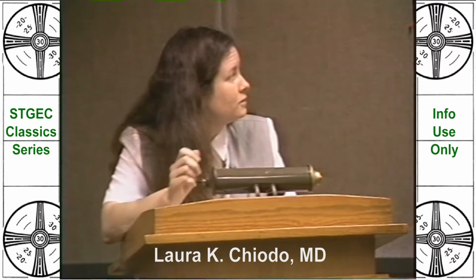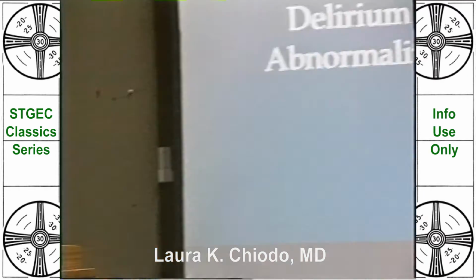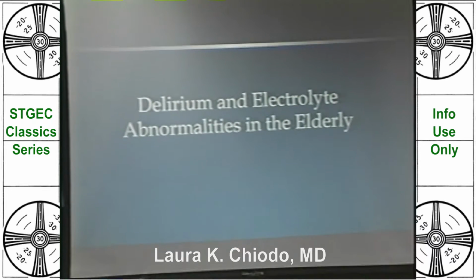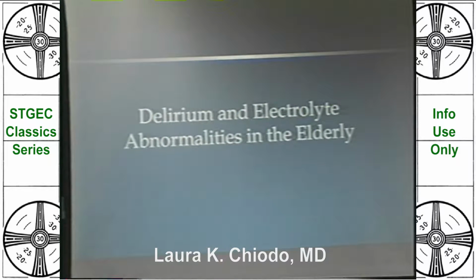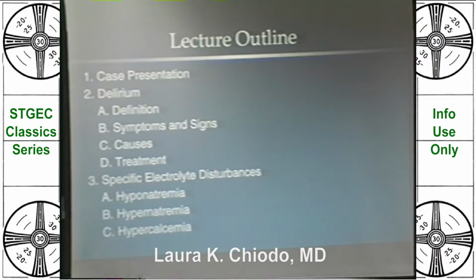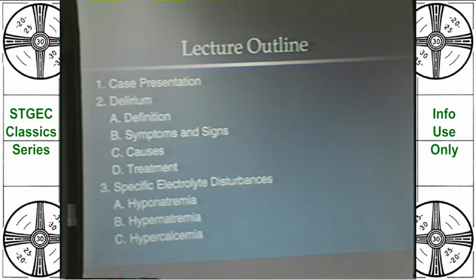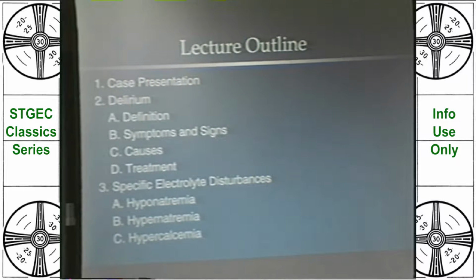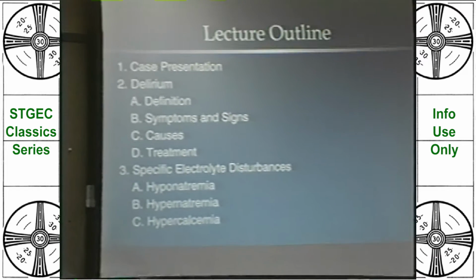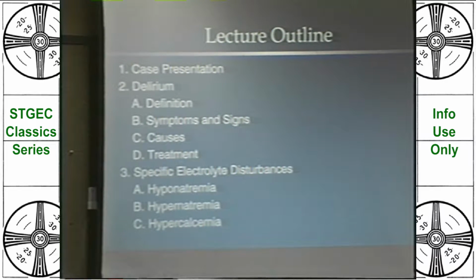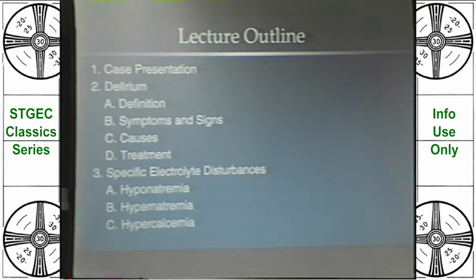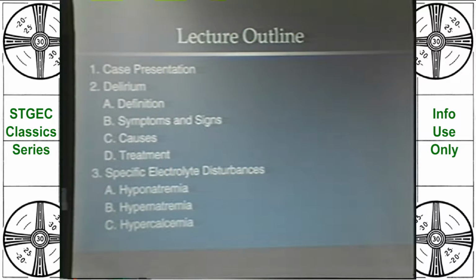Okay. My talk is on delirium and electrolyte abnormalities in the elderly, and what I think I'll do is spend about 30 minutes, or a little more than half the time, on delirium and the rest of the time briefly talking about the more common electrolyte abnormalities. So what I'd like to do is briefly present a case, then talk about delirium itself. What is it? What are the symptoms and signs? What are the causes? And how do we treat it once we do recognize it? And then I'll talk about 3 specific electrolyte disturbances, hyponatremia, hypernatremia, and hypercalcemia, specifically as they affect older patients.